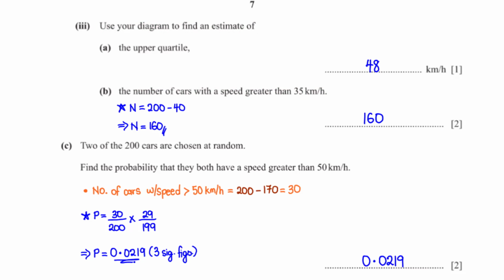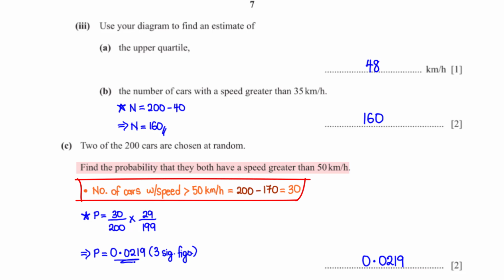2 of the 200 cars are chosen at random. Find the probability that they both have a speed greater than 50 kilometers per hour. Using either the table or the diagram, we find that the number of cars with a speed greater than 50 kilometers per hour is 30.